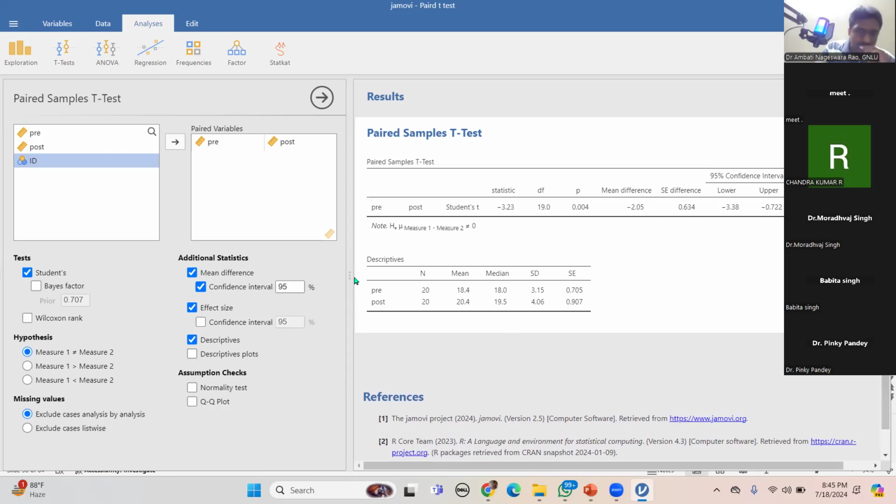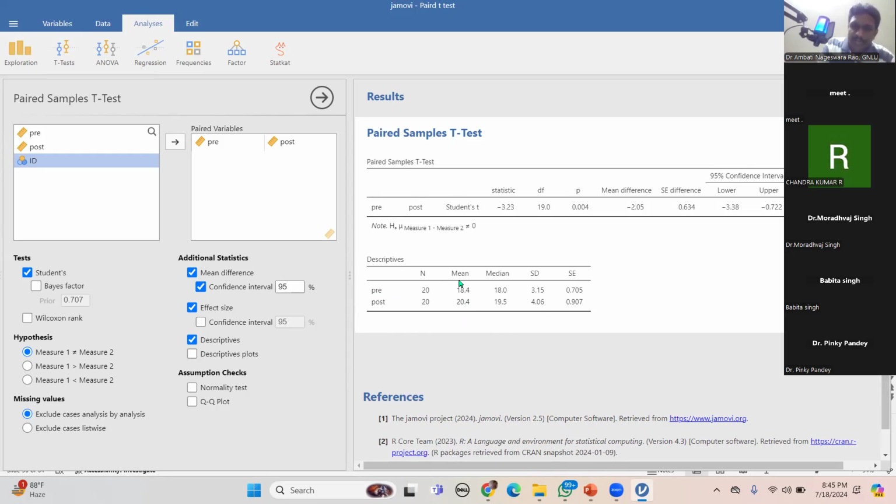Now, coming to the results, we have two tables. The first one is the descriptives. There are a total of 20 respondents. Looking at the marks, before the intervention you collected data from your students, and the mean value is 18.4. After going for the training, after giving some intervention, the post-intervention marks are 20.4.